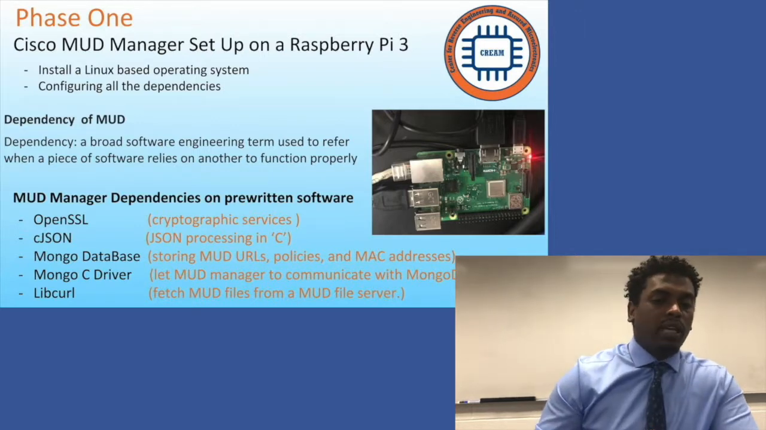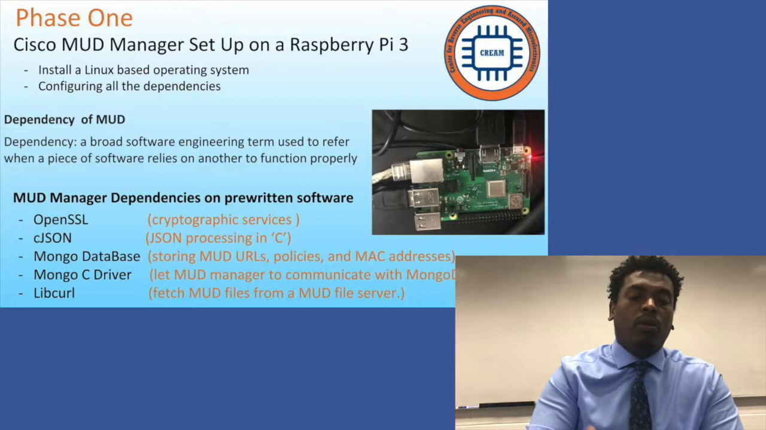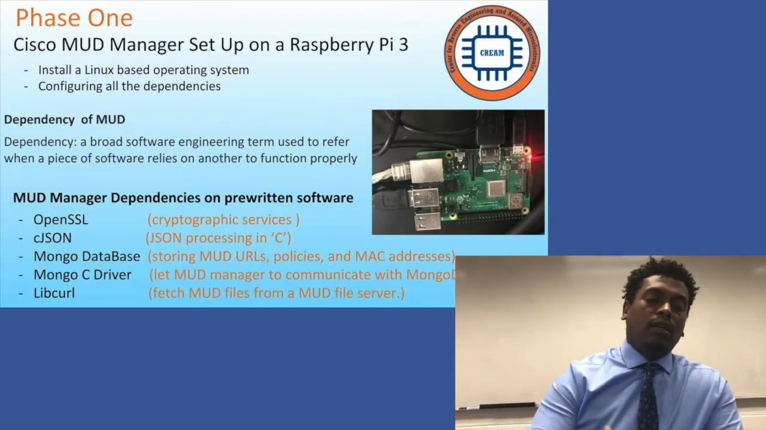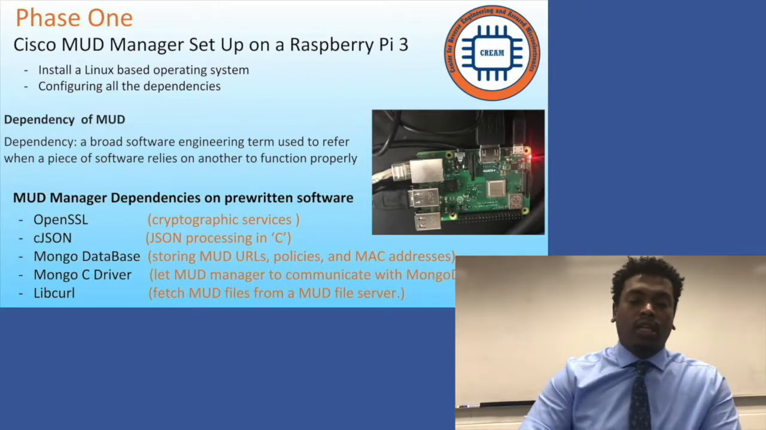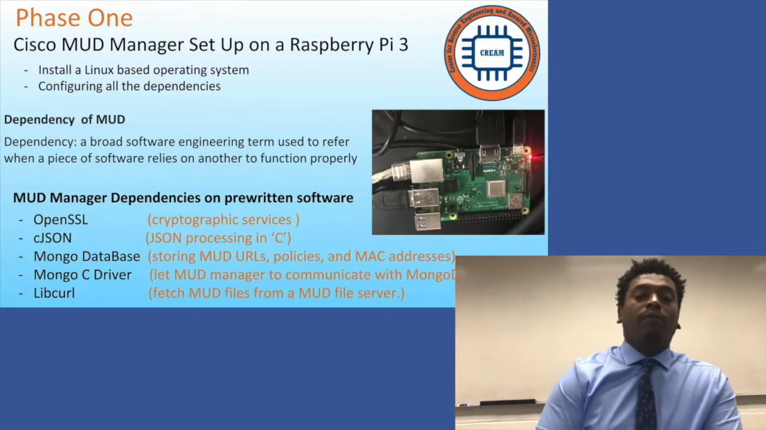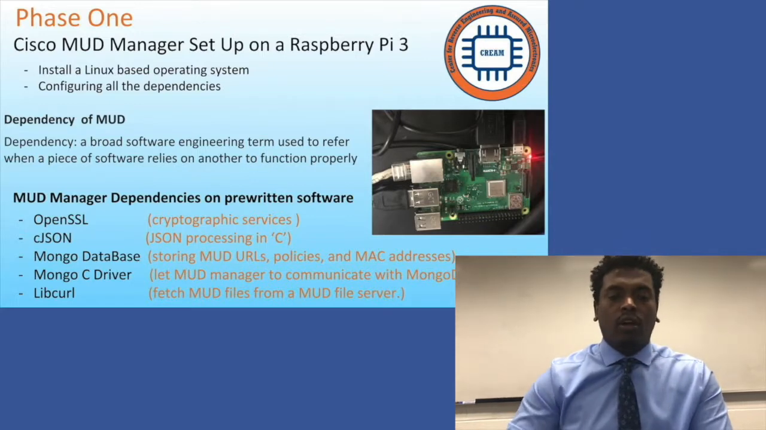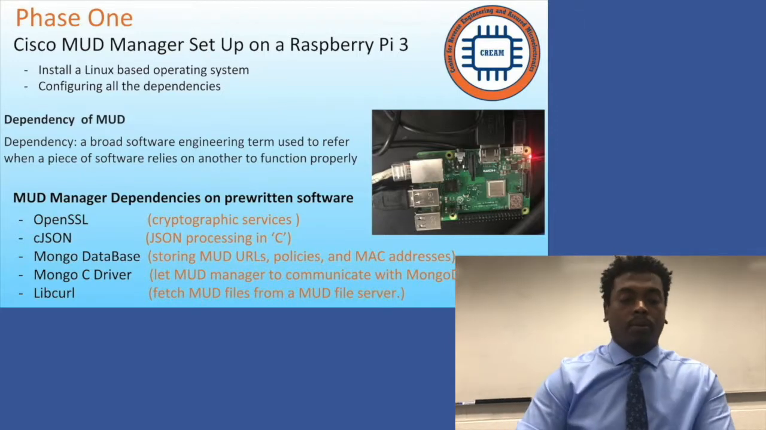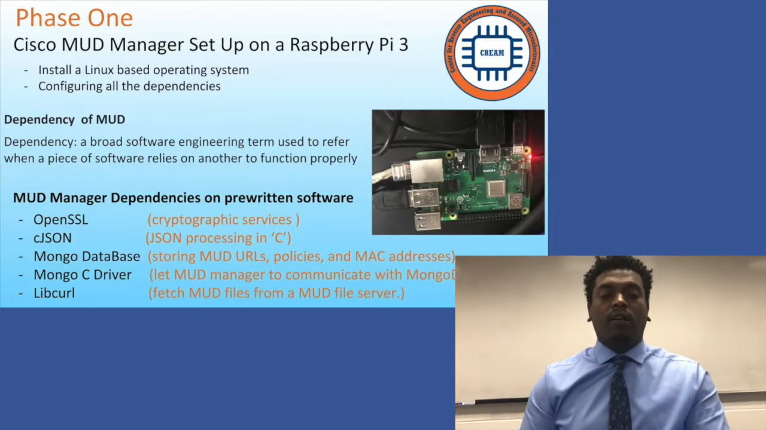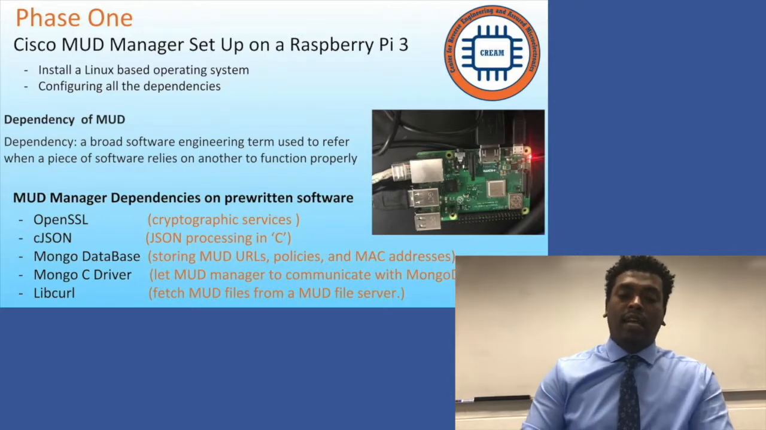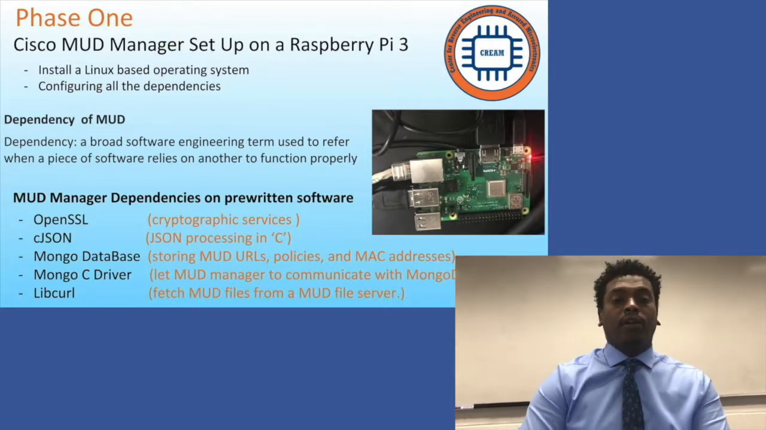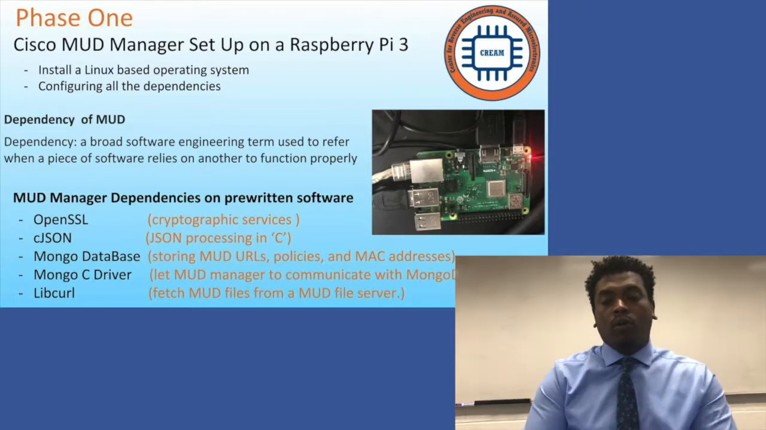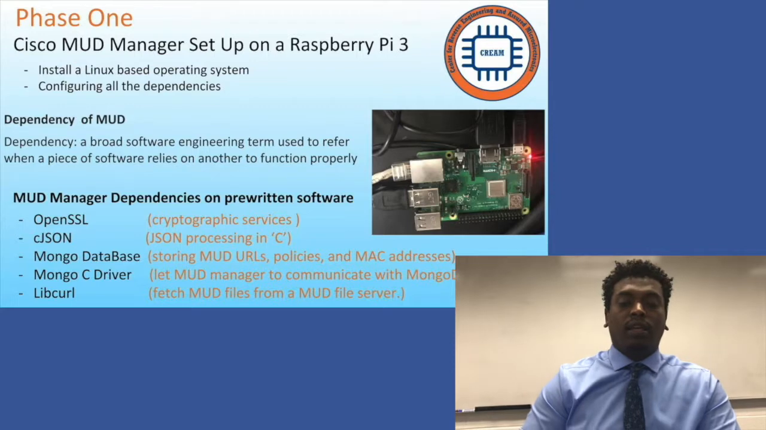Once we picked Ubuntu MATE, the next step is to install MUD Manager on our Raspberry Pi. To do this, we first have to set up a foundation for MUD to come in and work properly. Meaning we have to put all the dependency programs on our Raspberry Pi so that MUD can work perfectly. These dependencies range from OpenSSL, cJSON, MongoDB, and libcurl, and many more that I didn't mention, which assist MUD in performing the right way.